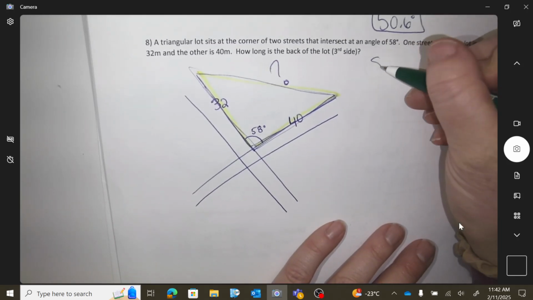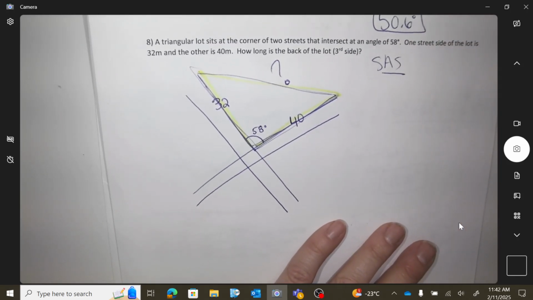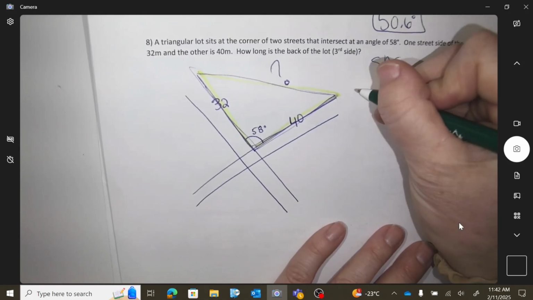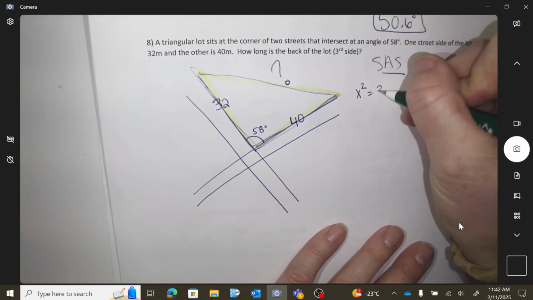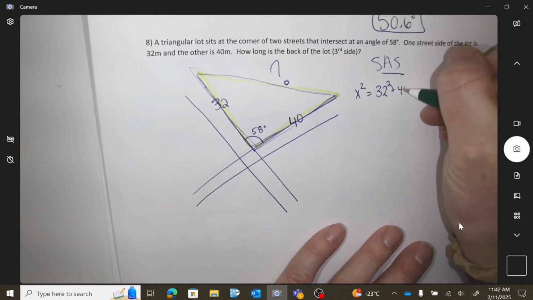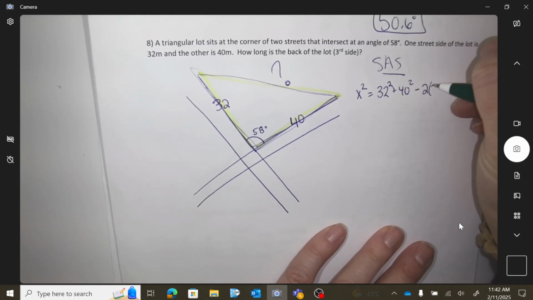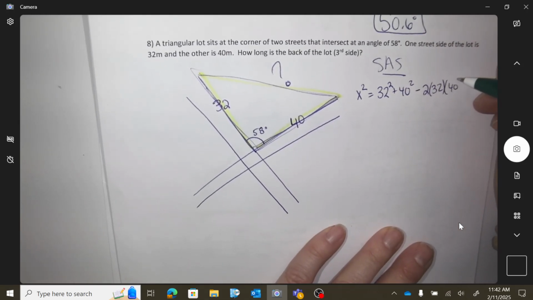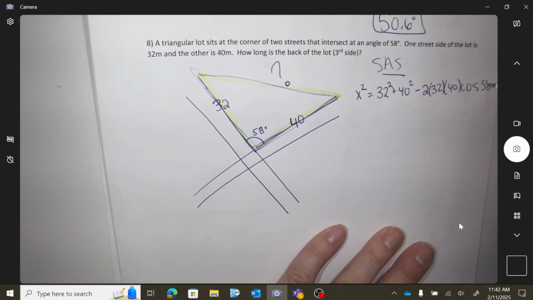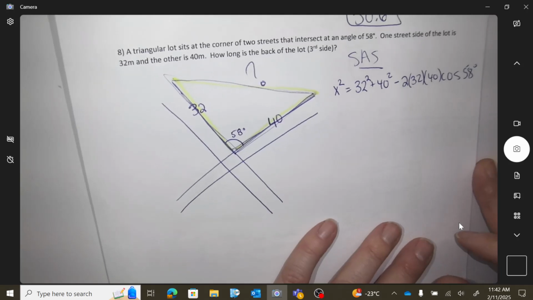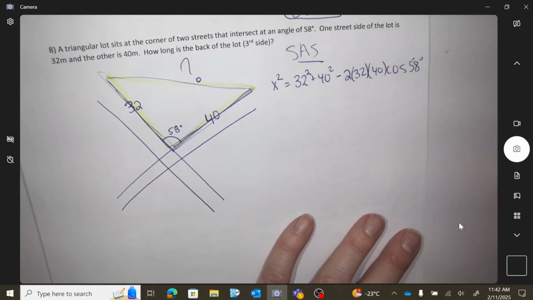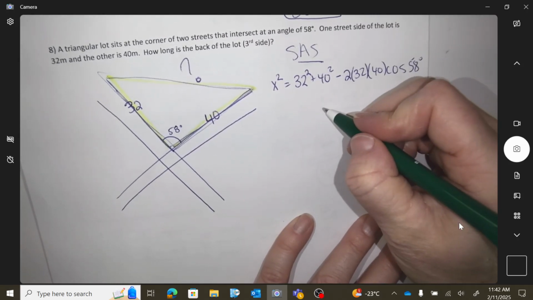Okay, so I'm developing some kind of strategy using SAS. That's what I see. So that's cosine. So I'm going to go x squared equals 32 squared plus 40 squared minus 2 times 32 times 40 times cos 58. Okay, so this is the one where you type square root.